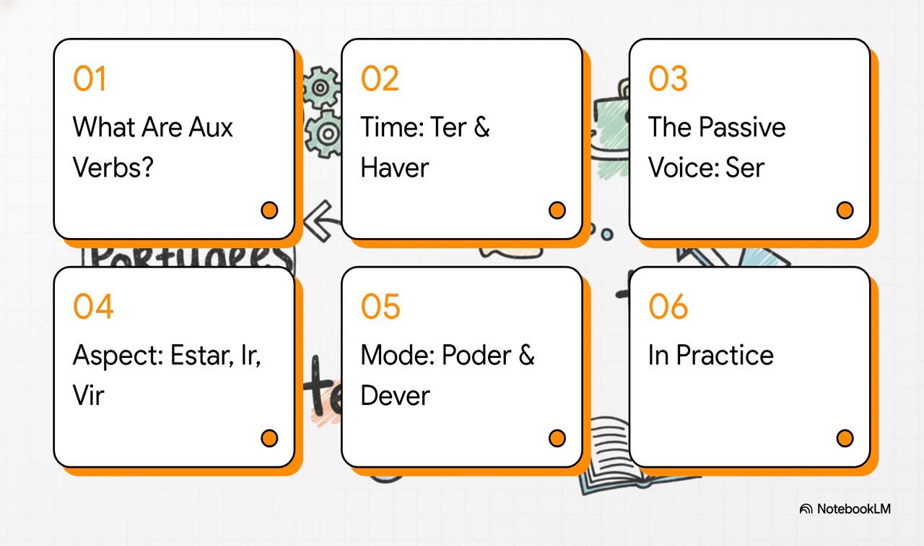Okay, here's our roadmap for this explainer. 1. What are auxiliary verbs? 2. Time with ser and haver. 3. The passive voice using ser. 4. Aspect with estar, ir, vir, and andar. 5. Mode using poder and dever. And finally, 6. Putting it all into practice. Let's get right into it.